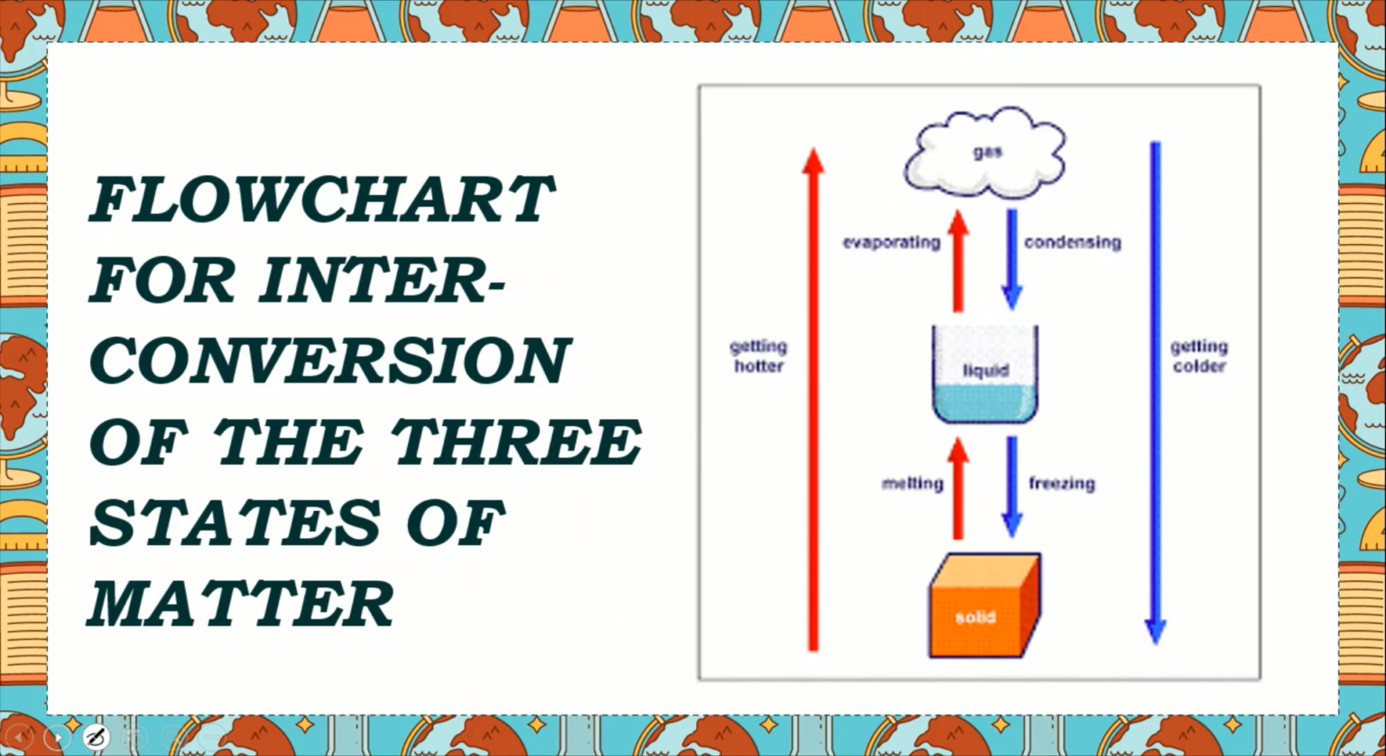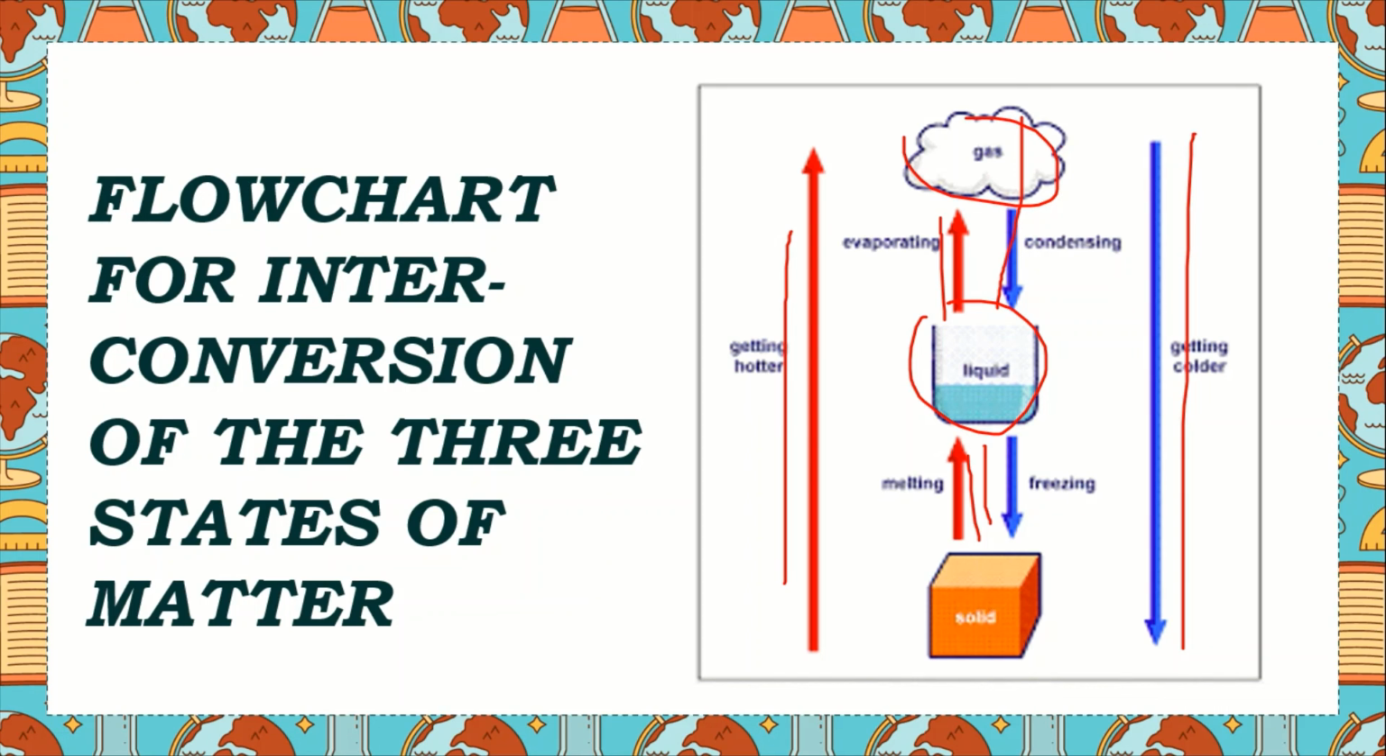Flowchart for interconversion of the three states of matter. Here it's getting hot, it's melting and freezing. The liquid is then evaporating, the gas is then condensing, and then again it's getting colder. The blues are of getting colder and the reds are of getting hotter.